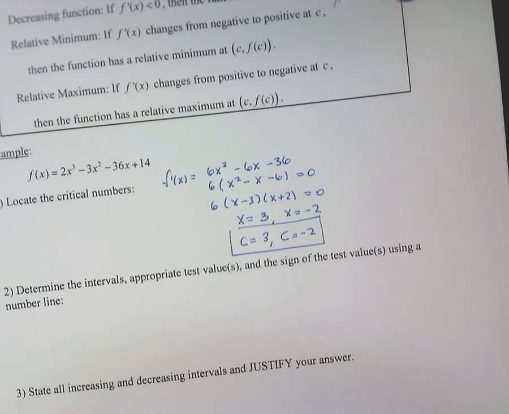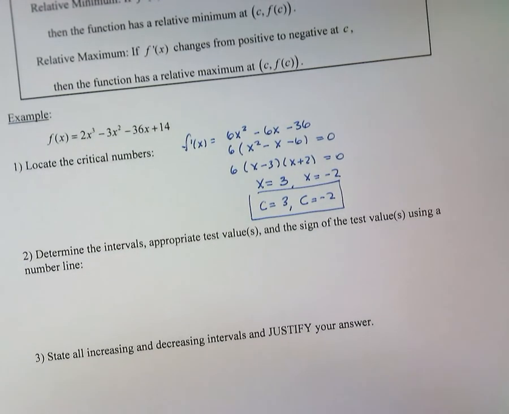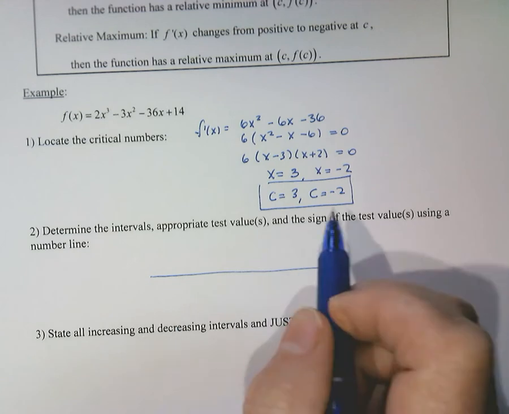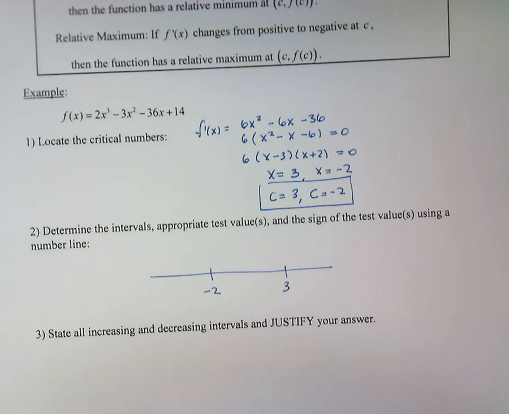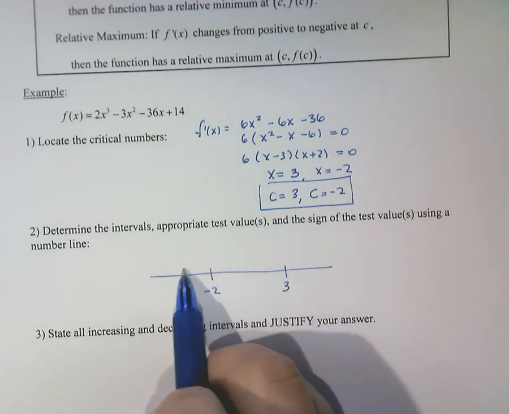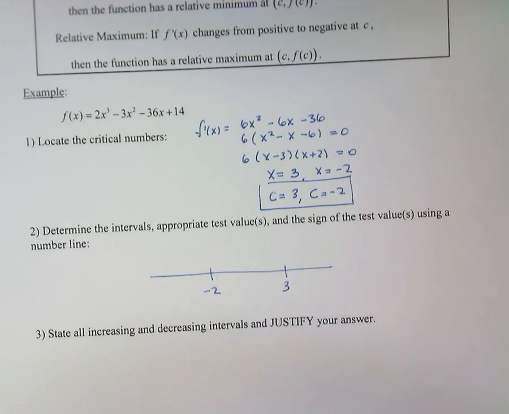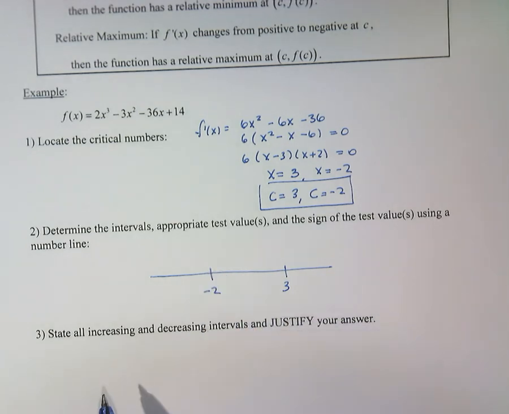So the next thing I want to do is determine intervals, use appropriate test values, and assign the test value using a number line. So on my number line, I'm going to put my critical number. So negative 2 is about here and 3 is about there. I don't have to have any other numbers. I really am just looking at what's happening before you get to negative 2, between negative 2 and 3, and after 3. Because I know the derivative is going to be 0 at these places.